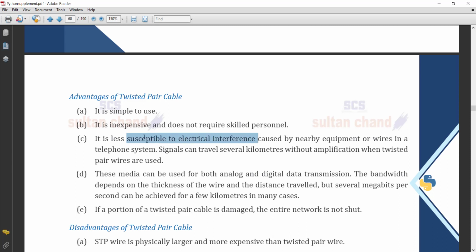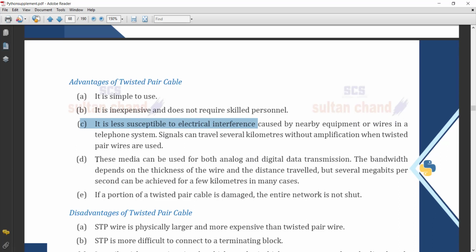Okay, only note down this: it is less susceptible to electrical interference. Next, note that these media can be used for both analog and digital transmission. Only note down this first line. Clear? So only note down this advantage.